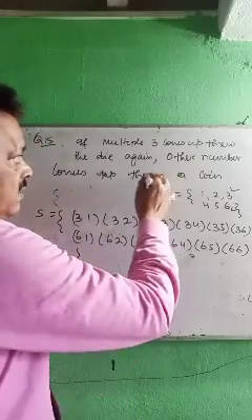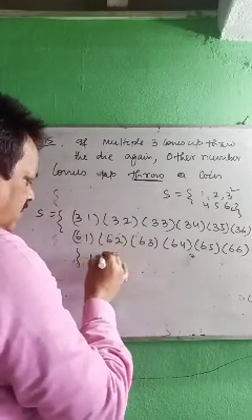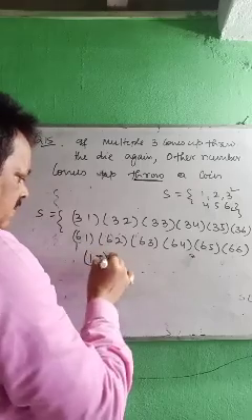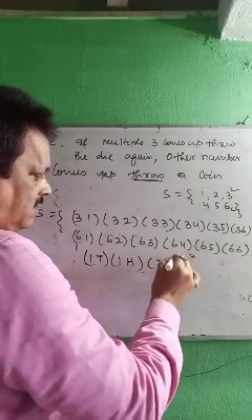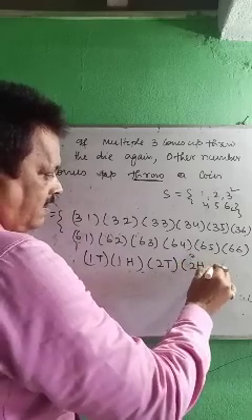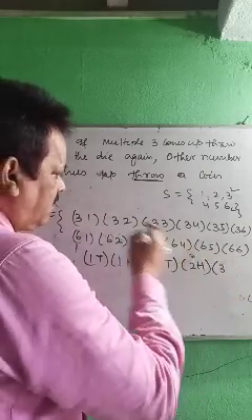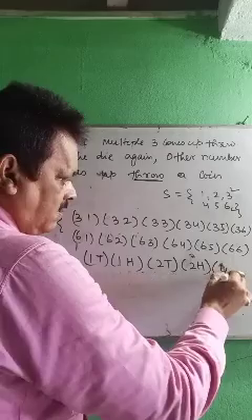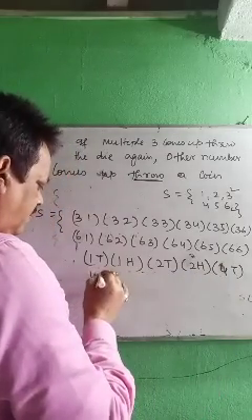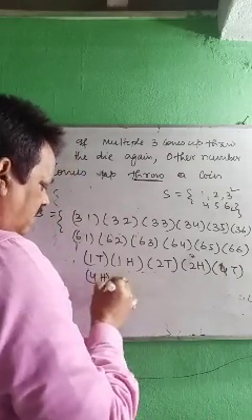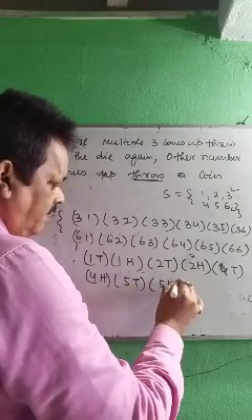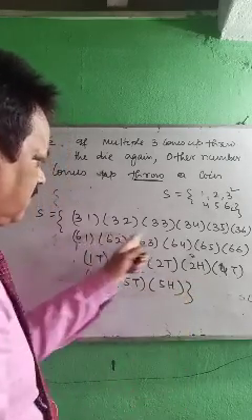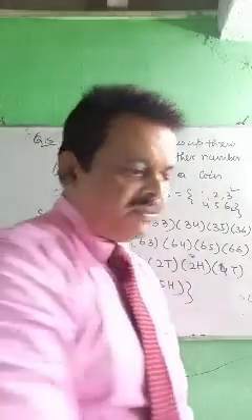throw the coin. That means 1 tail, 1 head, 2 tails, 2 head. 3 is already gone. 4 tails, 4 head, 5 tails, 5 head. These are all the possible outcomes of the sample space.